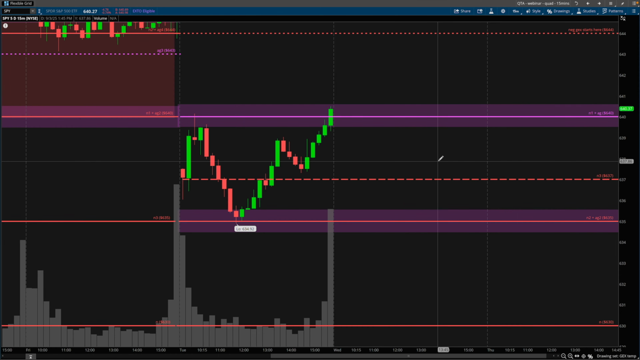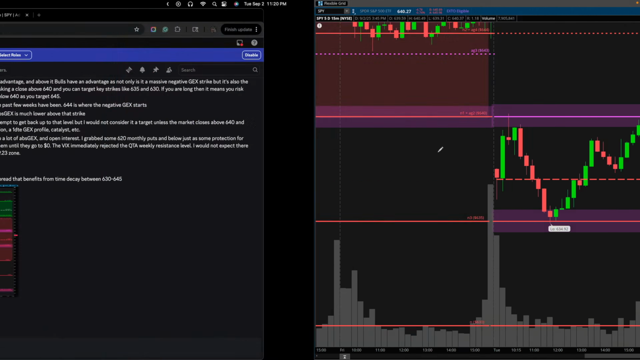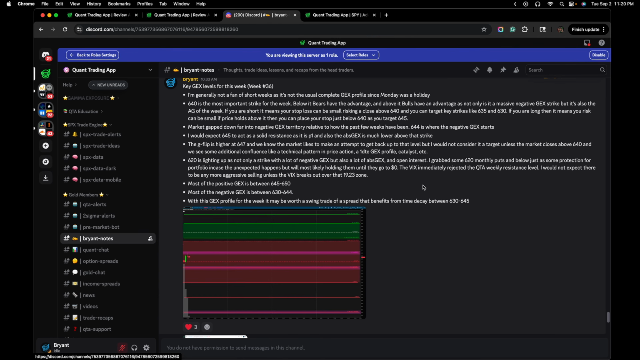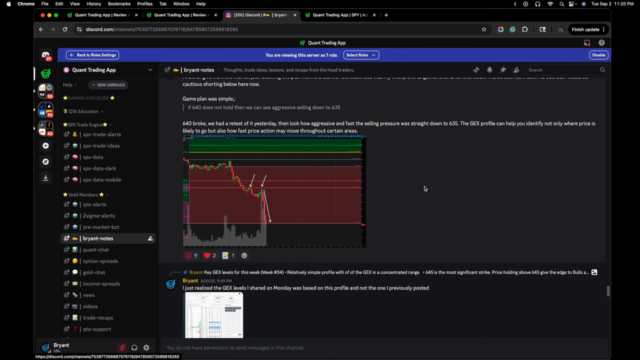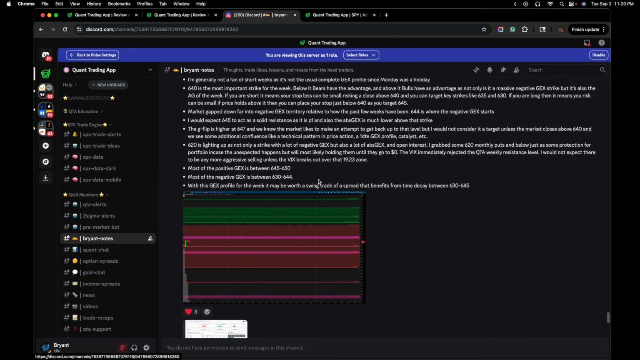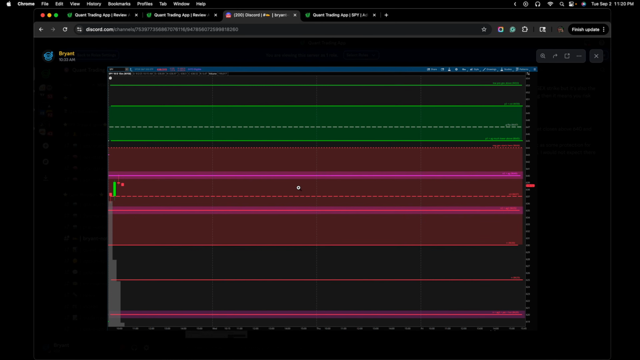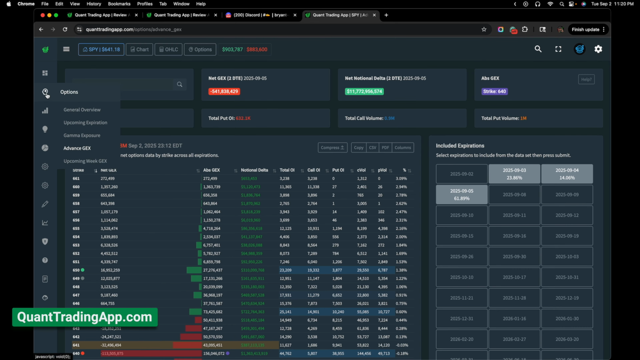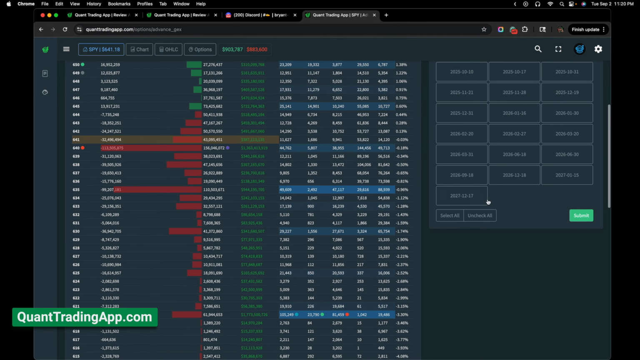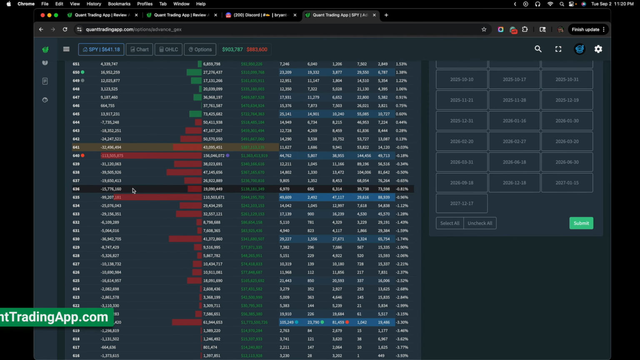I have a playlist and tons of videos just on gamma exposure. But if you're new to this channel, just know that I start every week. I've been doing relatively the same approach for a long time now. This is just some of my notes at the start of today. So these are the key gamma exposure levels. I get these levels from the Quant Trading App Advanced Gamma Exposure tab. I select the expirations for the week, I press submit, and then I go over the key levels here.